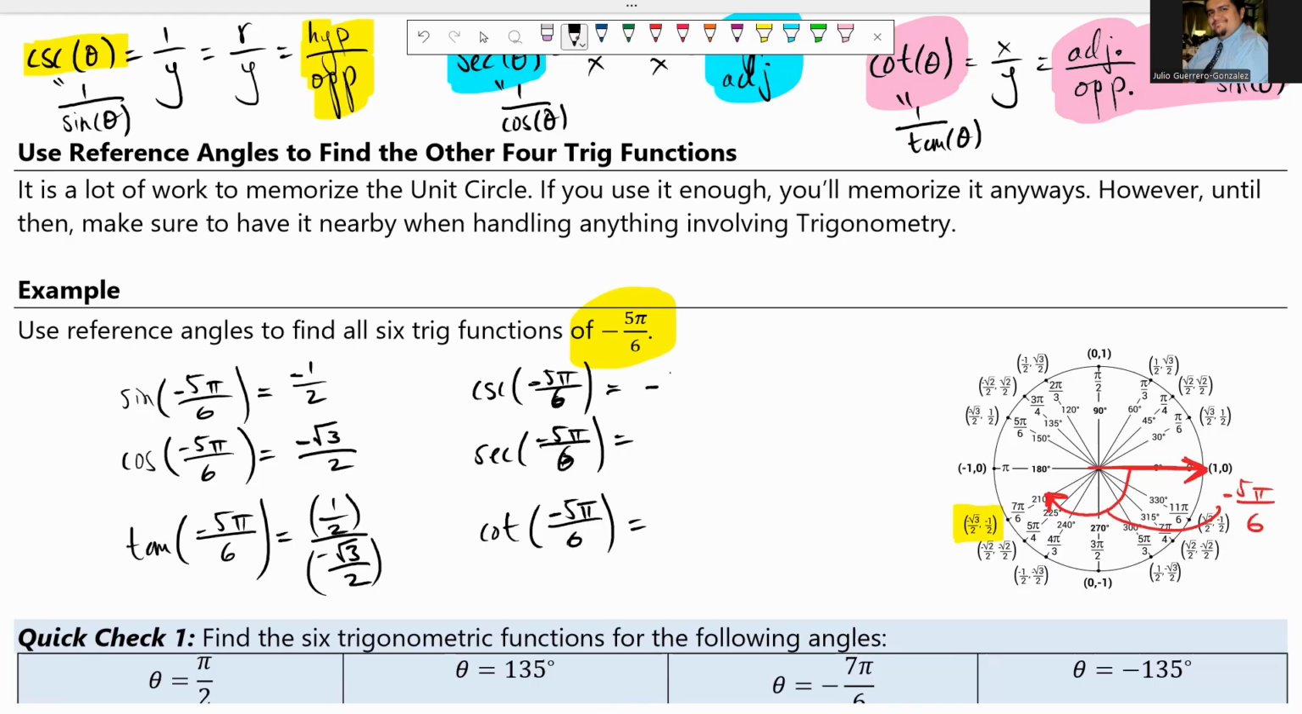Cosecant is going to be negative 2 over 1. All I did was flip my answer for sine, right? For secant, it's going to be 2 over negative square root of 3. That's the flip of the one before for cosine, right? And then for cotangent, I grab tangent and flip that one. So it's going to be negative root 3 over 2 divided by negative 1/2. Never got a negative on this one. There we go. That's simple. Done. These are my answers right here.